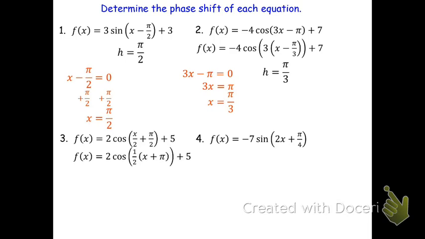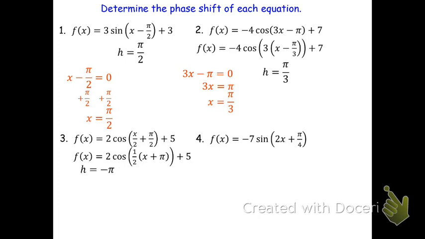So if I factor in the next problem, I'm going to get f of x equals 2 cosine, and then factoring. X over 2 is really the same as 1/2 of x, so I'm going to have to divide by half. Half divided by half is 1, so I get a 1x. And then pi over 2 divided by half is just going to be pi. So I get f of x equals 2 cosine, quantity 1/2, quantity, x plus pi, and then plus 5. This tells me that it should be x minus, it's not. So in this case, the h value is negative, and h is going to be negative pi.